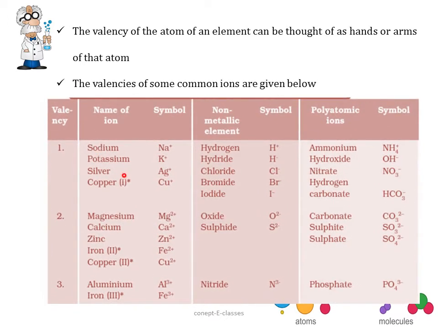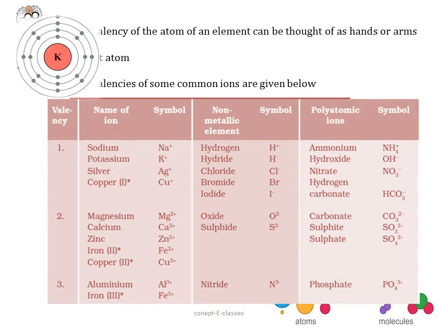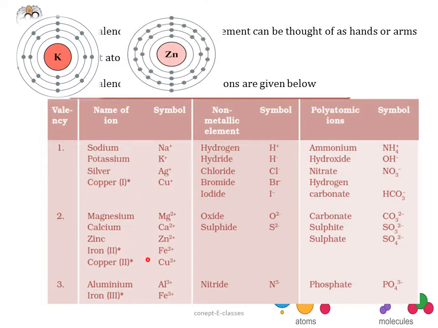Here we have sodium, potassium, silver, copper. These all have only one electron in the outermost shell, and hence they are called monovalent cations because they are all positively charged and they have only one valence electron. Okay. Now in the case of magnesium, calcium, zinc, iron and copper, they have two valence electrons, hence they are called divalent cations. They're positively charged, right? So they are called cations.